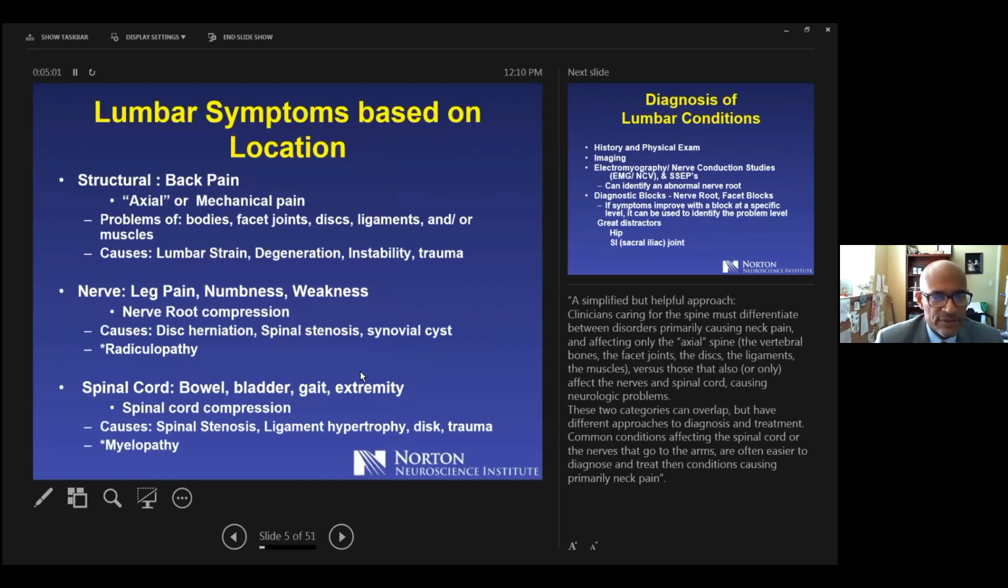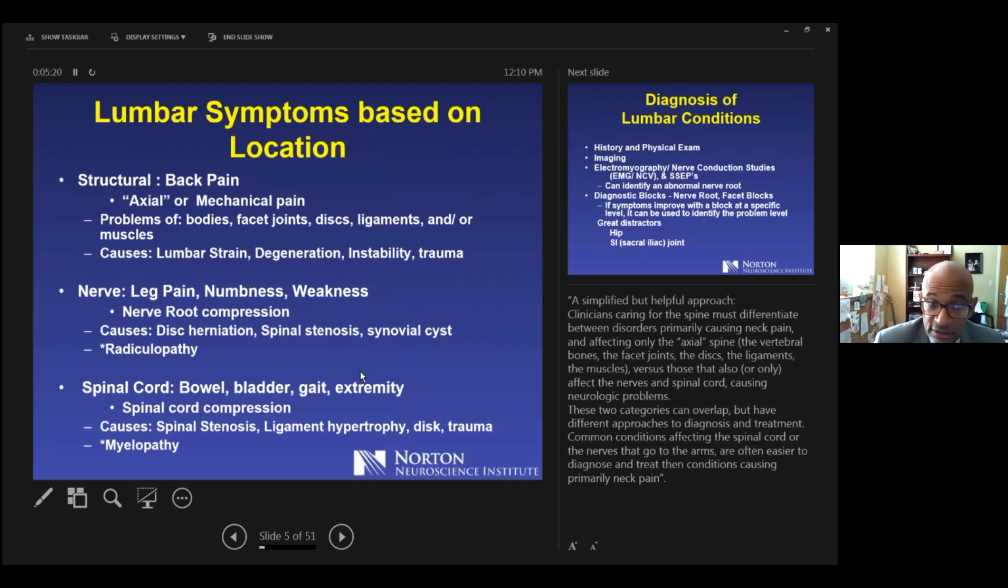When we look at symptoms based on location, we have a lot of different symptoms that people will get as patients. They can develop back pain, they can develop leg pain, they get numbness and tingling, they can get weakness. When we think of back pain, we're usually thinking about the axial or mechanical back pain. And for that, we can have problems in multiple areas.